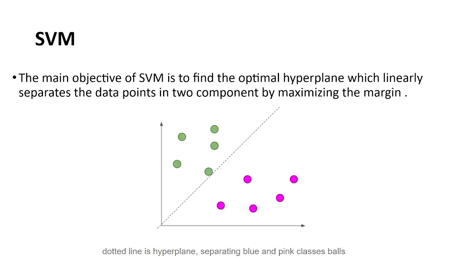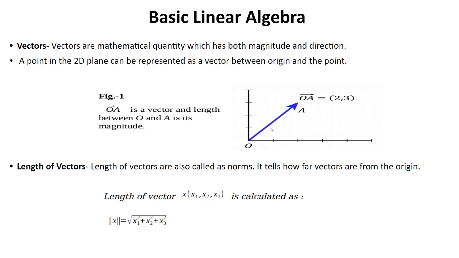Now here you can see that SVM needs to find the optimal hyperplane which linearly separates the data points into two components by maximizing the margin. So suppose you have a data set and we want to classify it into two classes, green and pink. They will be separated into the two components by this margin, which is called a hyperplane. Now here are some basics of linear algebra that will be used in SVM.